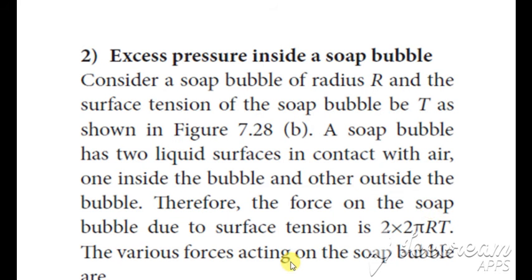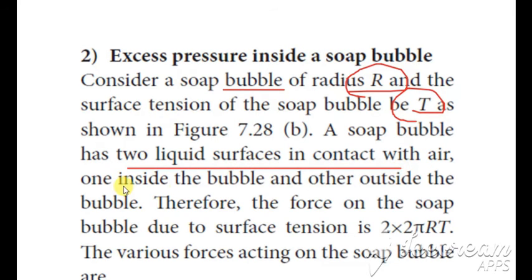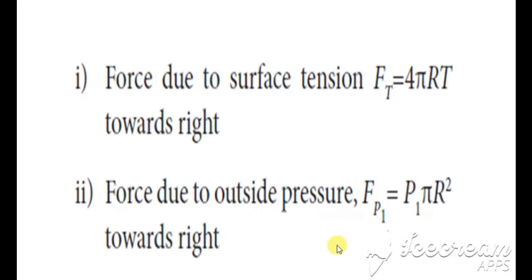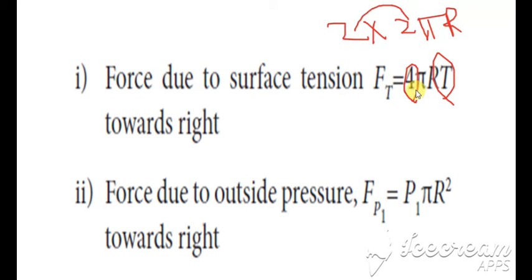Okay, next we are going to consider a soap bubble. Consider a soap bubble, and this also has a radius r and tension T. This also has two liquid surfaces, one inside the bubble, the other outside the bubble. So the force is written as 2 into 2 pi r T. The force due to the surface tension is given by 4 pi r into T, because we are writing 2 into 2 pi r, where 2 pi r is the circumference. So 2 into 2, which is 4 pi r T.